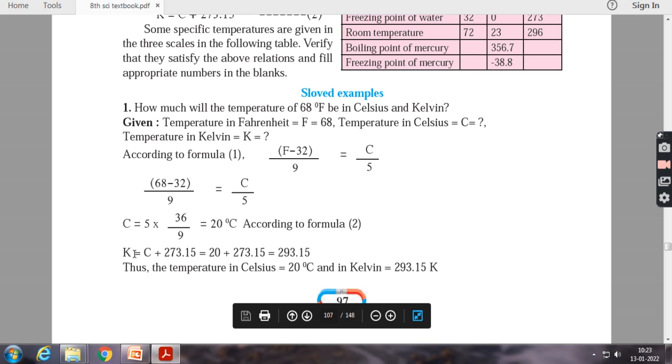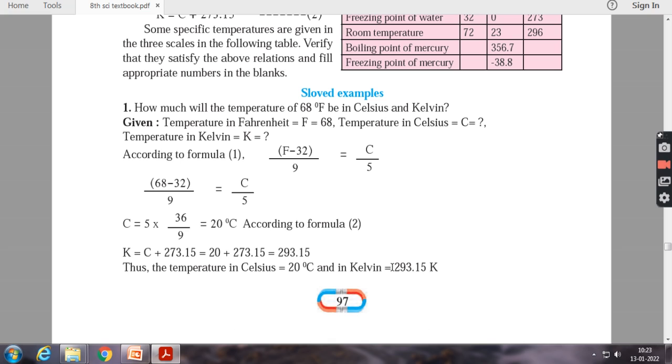Now to calculate K, just replace the value of C in the formula K is equal to C plus 273.15. It means 20 plus 273.15 becomes 293.15. So we can write that the temperature in Celsius is 20 degrees Celsius, and in Kelvin it is 293.15 K. Students, I hope you understood all these concepts and revisions. Okay, thank you.